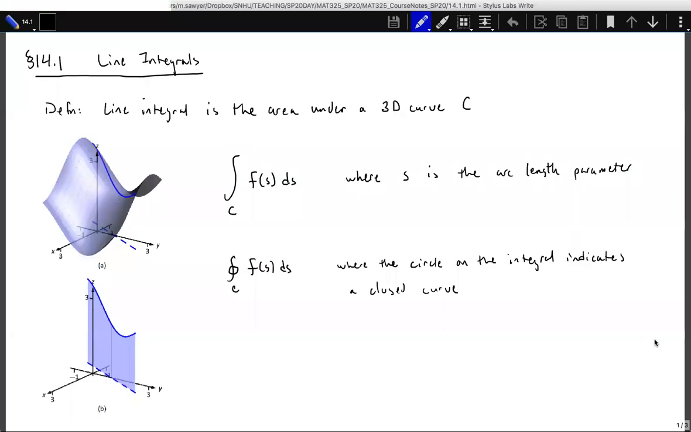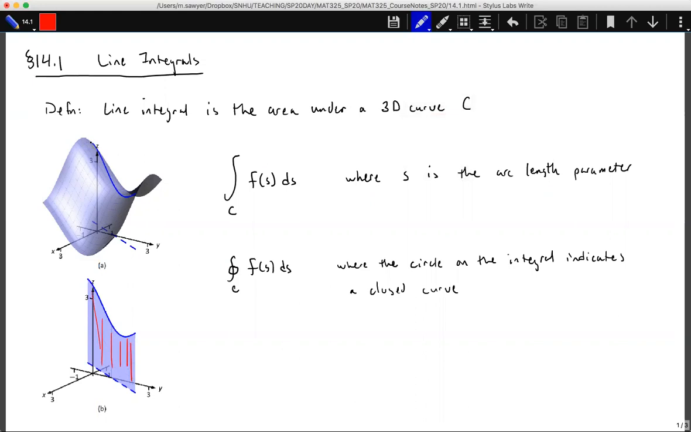Welcome to Cap 3. This is section 14.1 on line integrals. So a line integral is the area under a curve in 3 dimensions. If we let C be a curve in 3 dimensions along a surface, we can think of a line integral as kind of the area of the curtain that's formed underneath that curve.